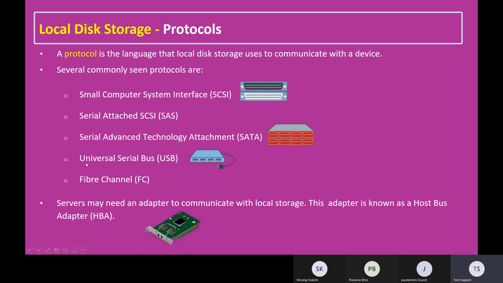And USB. USB means Universal Serial Bus. So normally our external hard disk looks like this. It will connect with a USB port only. This is also used for storage protocol purposes. This is a protocol name.